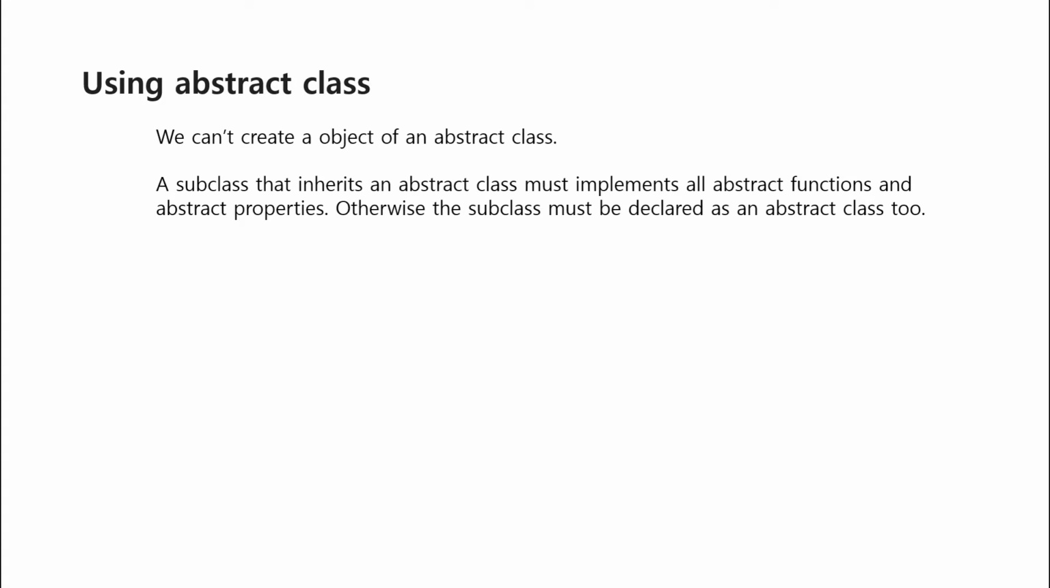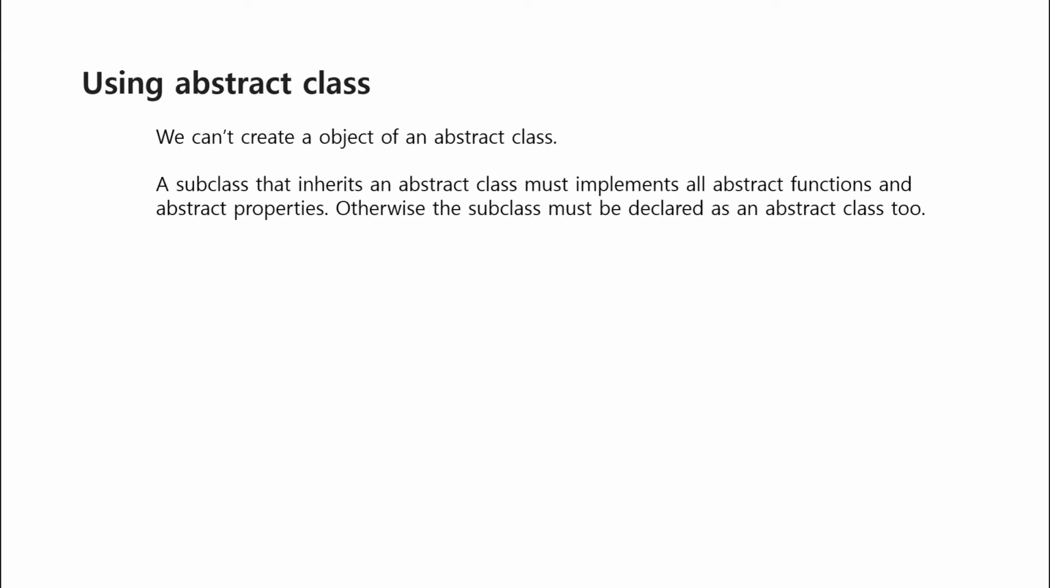Now let's see how to use an abstract class. We can't create an object from an abstract class. Then why do we need an abstract class? It's because the subclass of an abstract class should implement all abstract functions and properties in the abstract class. So the purpose of an abstract class is it can force a subclass to implement the abstract functions and properties.